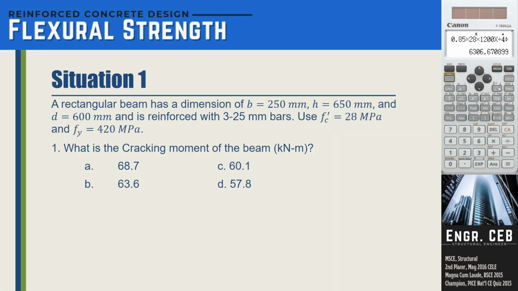Situation 1: a rectangular beam has a dimension of b equals 250 millimeter, h equals 650 millimeter, and d equals 600 millimeter, and is reinforced with 3-25 millimeter bars. Use f'c equals 28 megapascal and fy equals 420 megapascal. What is the cracking moment of the beam?